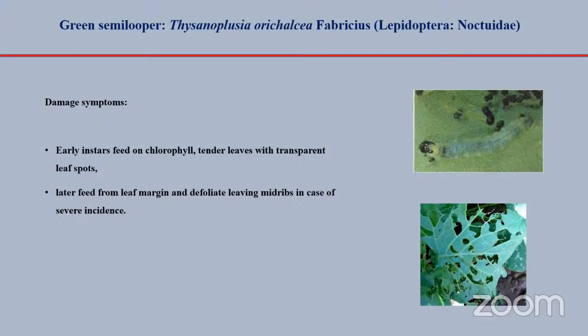So the damage symptom is that the early instars are known to feed on the chlorophyll of the tender leaves, and they will form transparent leaf spots on the places where they feed. After that, when they are somewhat grown, they are known to feed from the leaf margin, and they will completely defoliate the plant, leaving only the midribs.